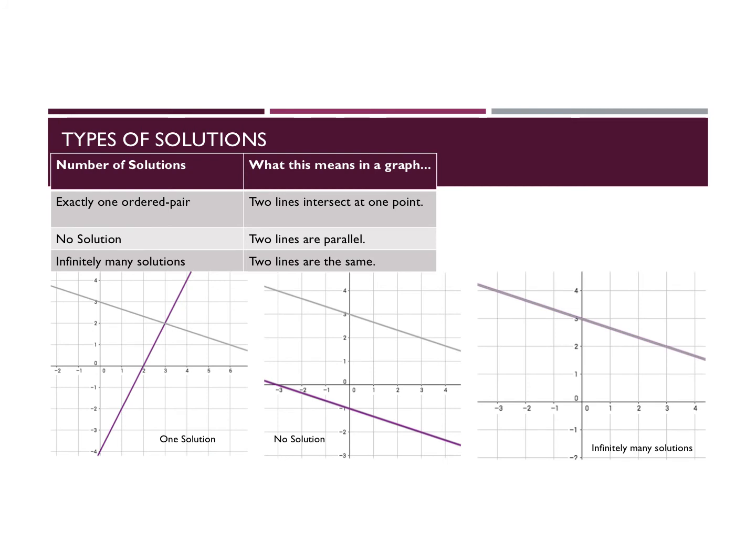Couple different things for types of solutions. Remember, if there is exactly one ordered pair, then that means your two lines intersect at one point. Because we're solving a linear system in two variables, the graph of each equation would make a line. So this first graph on the left would have one solution. If there is no solution, then that means we have two parallel lines, because that is the only situation in which lines do not intersect each other. And if we look at the third, infinitely many solutions, that would mean our two lines are identical.